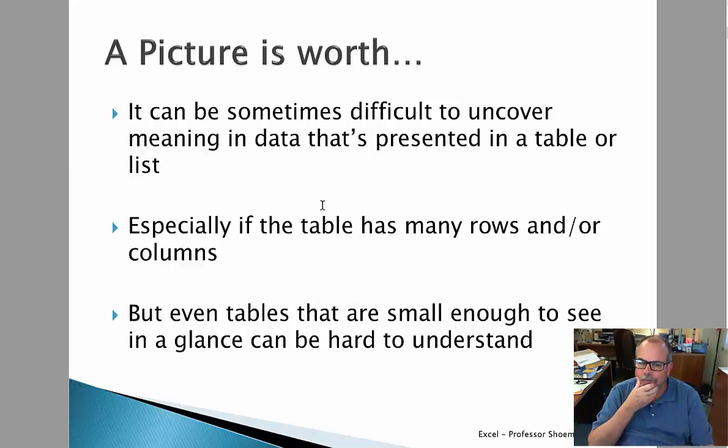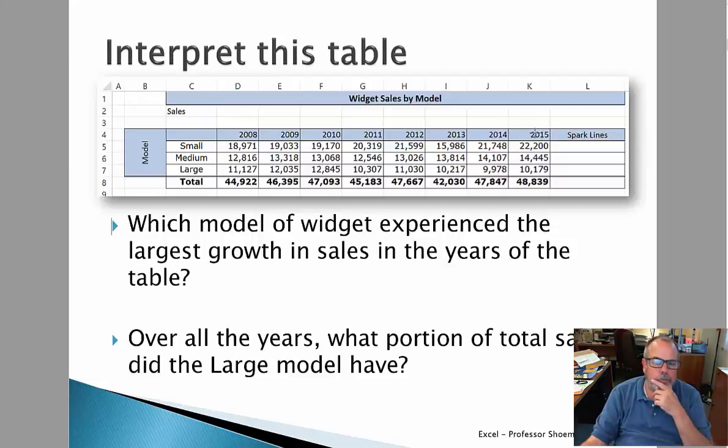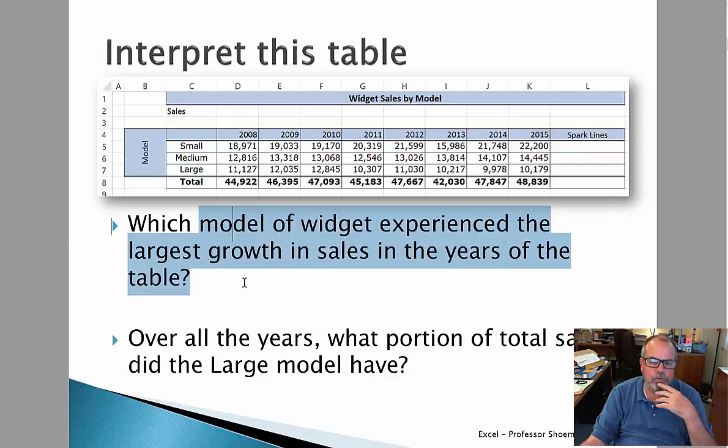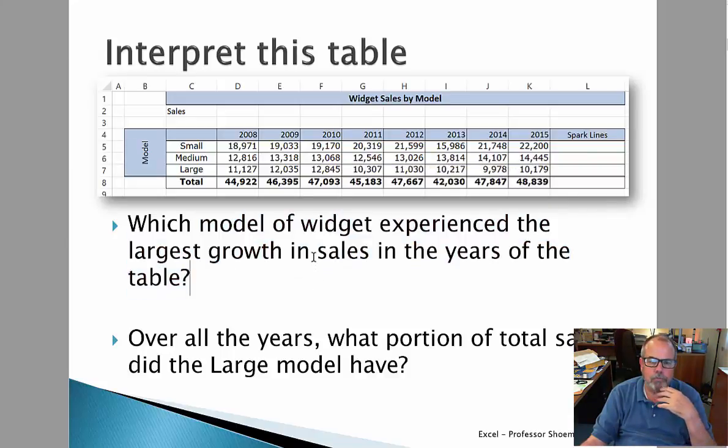the fact is it can sometimes be difficult for human beings to uncover meaning in data when it's presented in a table or a list, especially if the table has a lot of rows. But even if the table is kind of small, look at this thing. This is widget sales from 2008 to 2015, with small, medium, and large models. And then we have the amount of sales for each year for each of those models. So, which model of widget experienced the largest growth in sales in the years in the table? Well, that's a hard question to understand.